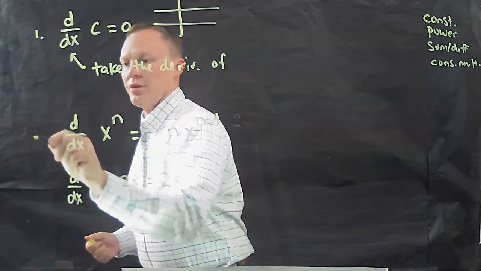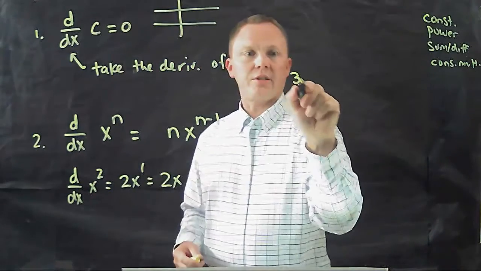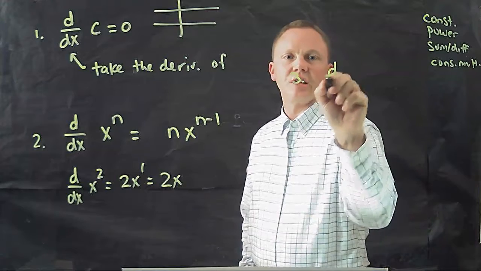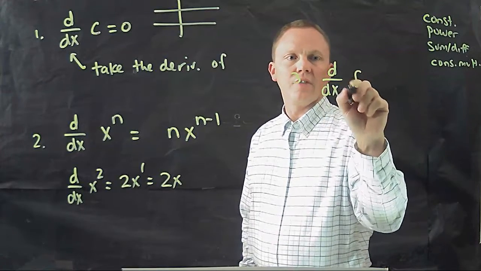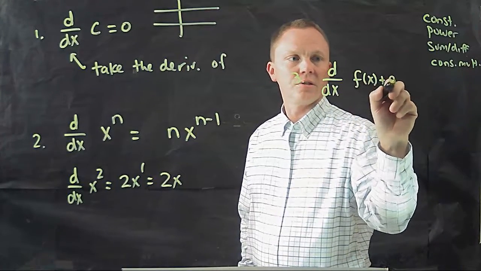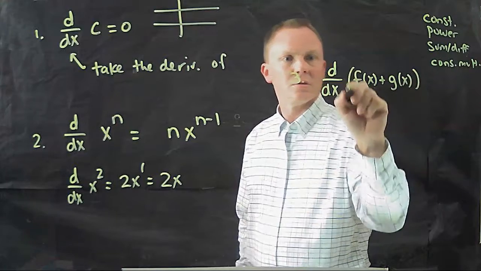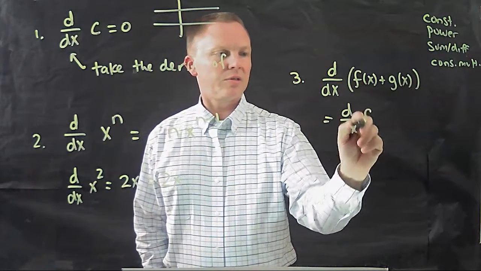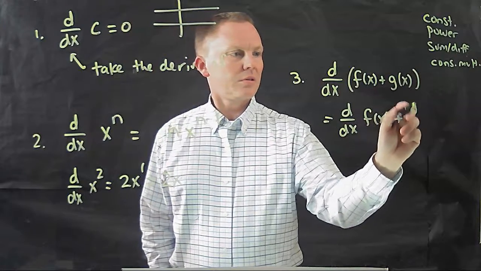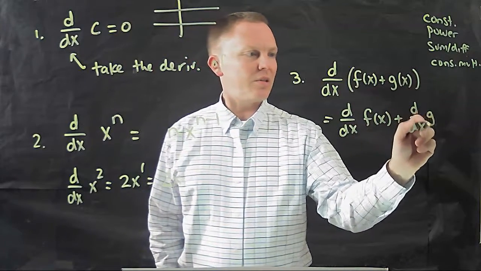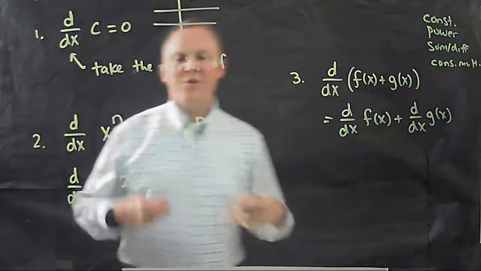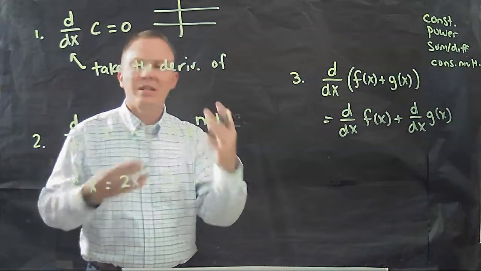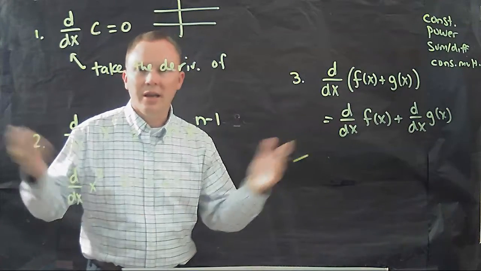So there's one. There's dos. Number tres. The sum difference rule. Basically, it just says that the derivative of a sum of two functions is equal to the sum of the derivatives. If you're adding two functions together and you want to take the derivative of that sum, just take the derivative of each term individually and you'll be fine.